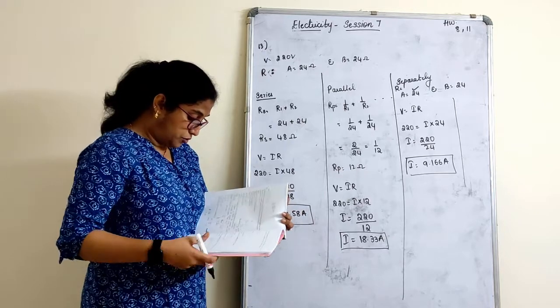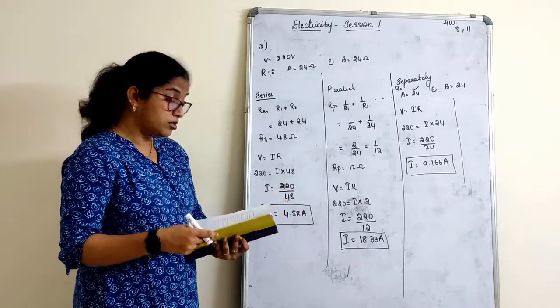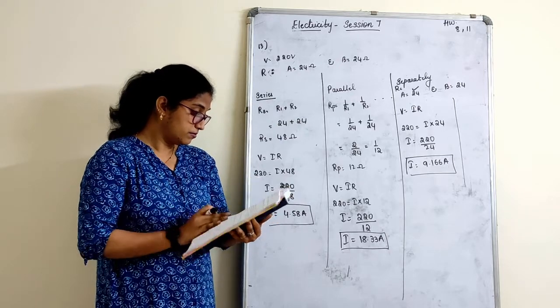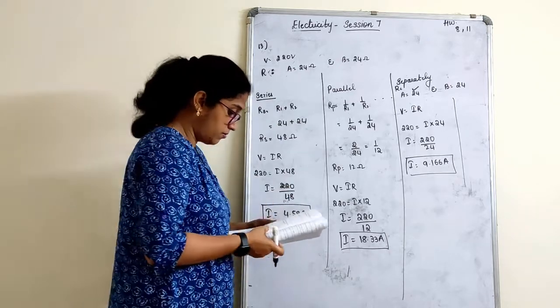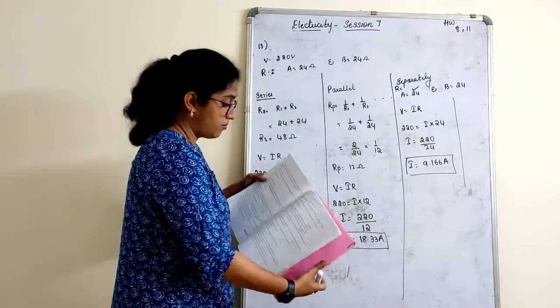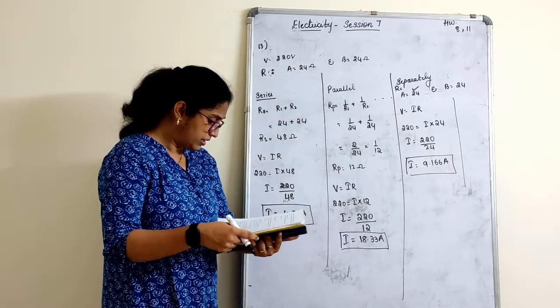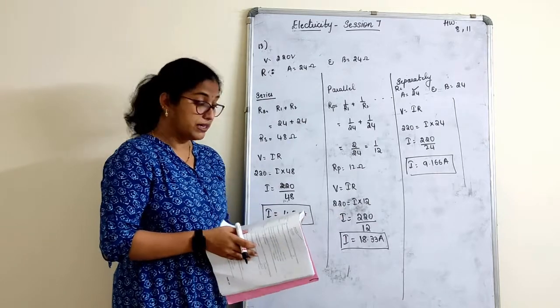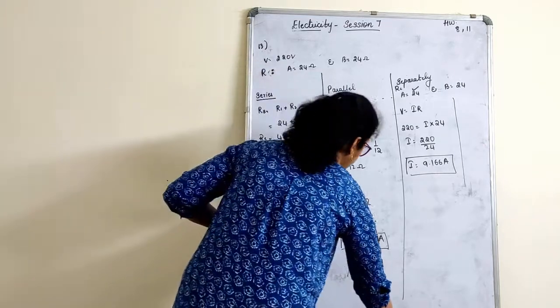We'll quickly move on to the next one. Please give the conclusion, the final answer. There are very few sums left. Another 4 sums should be done, and with that we'll also be completing this chapter. The next one.